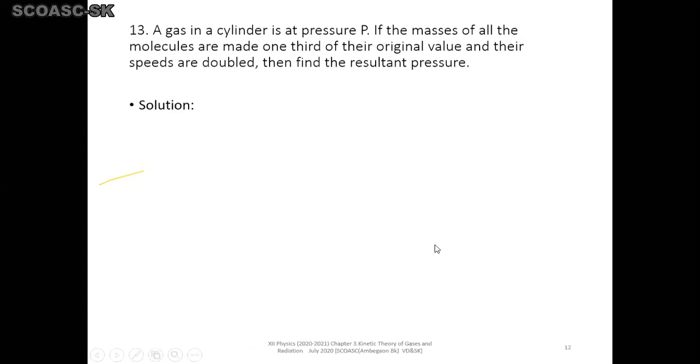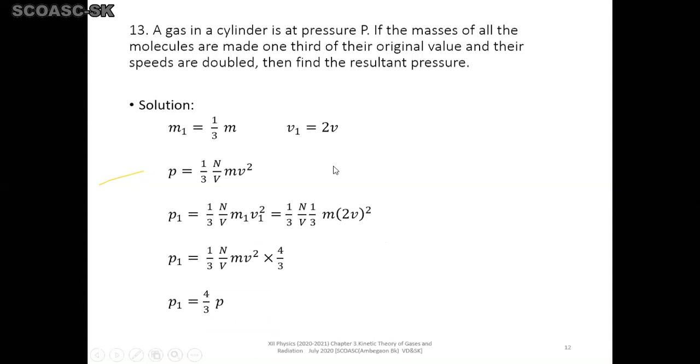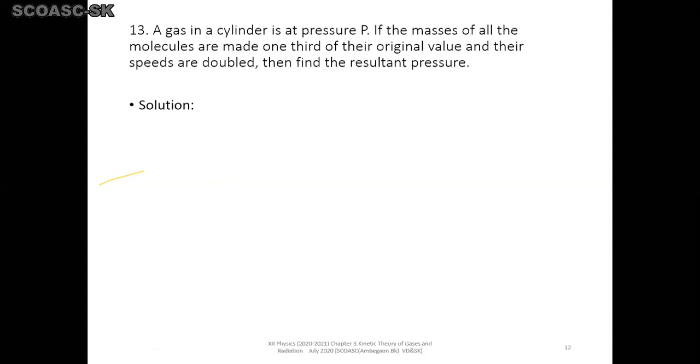One more example is a gas in a cylinder is at pressure P. If the masses of the gas molecules are made 1/3 of their original value, then their speeds are doubled. Now, what I want you to do here is get into numerical number 13 and try to solve it. I'm just flicking it very fast, right? Okay. So I want you all to get into this numerical number 13 and just go through it. Okay.